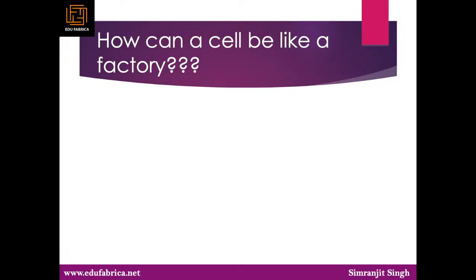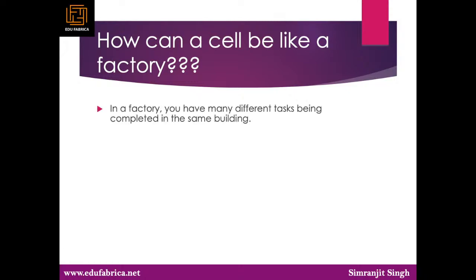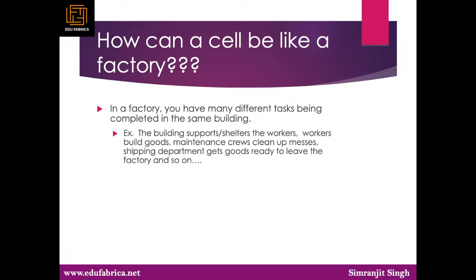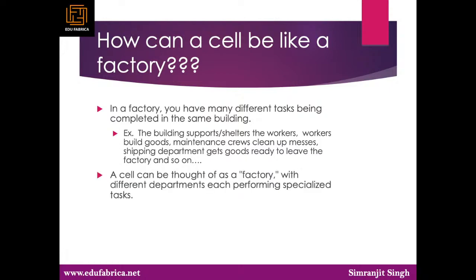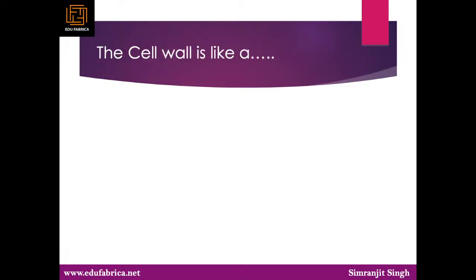So how can a cell be factory-like? In a factory, we have many different tasks being completed in the same building, like building parts, as we have discussed just now, workers building goods, a maintenance crew cleaning up messes, shipping departments getting goods ready to leave the factory, and so on. So many things have to be taken care of in the factory. The same way, the cell has to perform different work in different compartments in order to fulfill its functions.